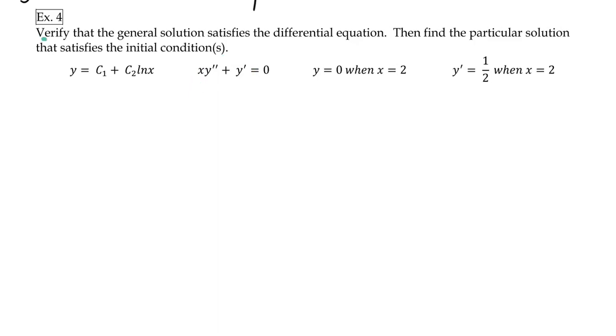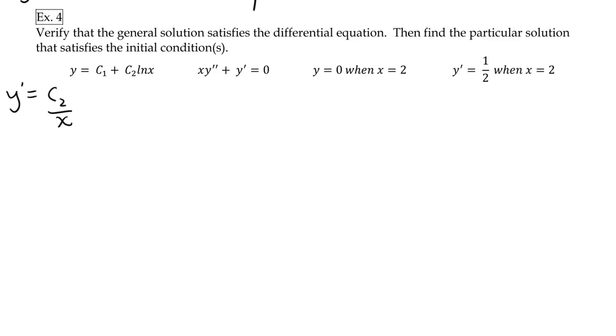And I say better because they said verify. It didn't say will it work. Okay, so let's go over here and find the derivative. The derivative of c1, because that's a constant, is 0. The next derivative, c2 is a scalar, and the derivative of natural log of x, because it's just x, is 1 over x.